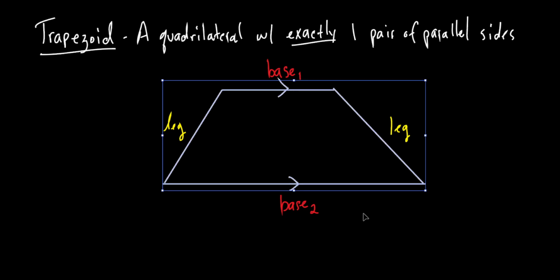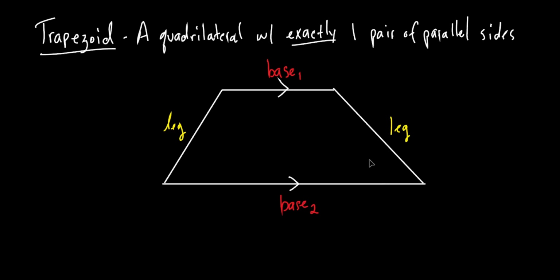So I want to do a specific type of trapezoid. This is like your basic, everyday, normal trapezoid. Nothing special about it. It's got one pair of parallel sides, but watch this. I'm going to draw another one. I'm going to try to draw it a certain way.